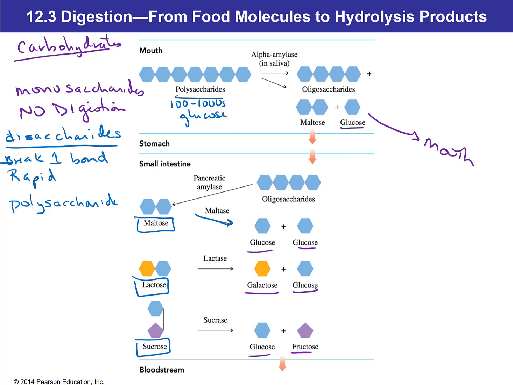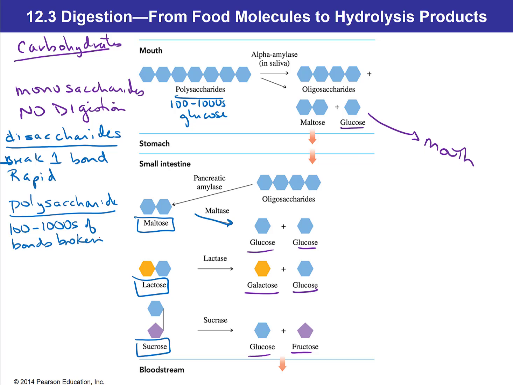So you're talking about breaking hundreds to thousands of glycosidic bonds. You've got to break the links between every single glucose. You can't absorb pieces of polysaccharides. You have to get all the way down to the individual units. So we're going to have to break hundreds to thousands of bonds in order to get all the way down to the glucose size.